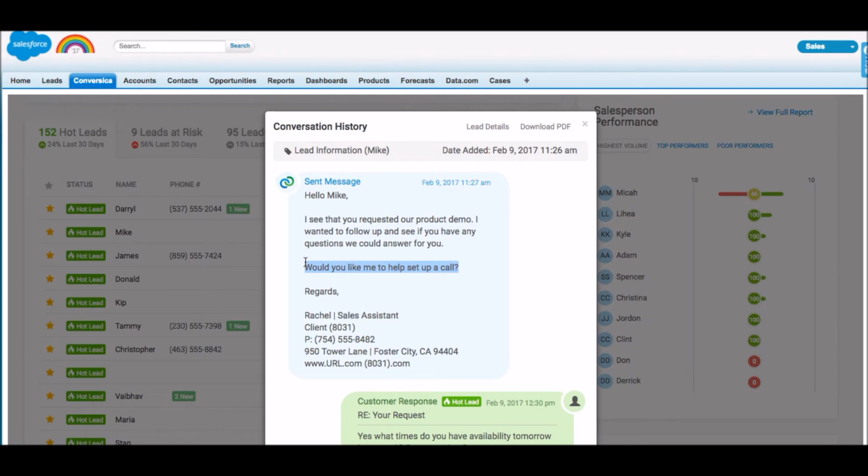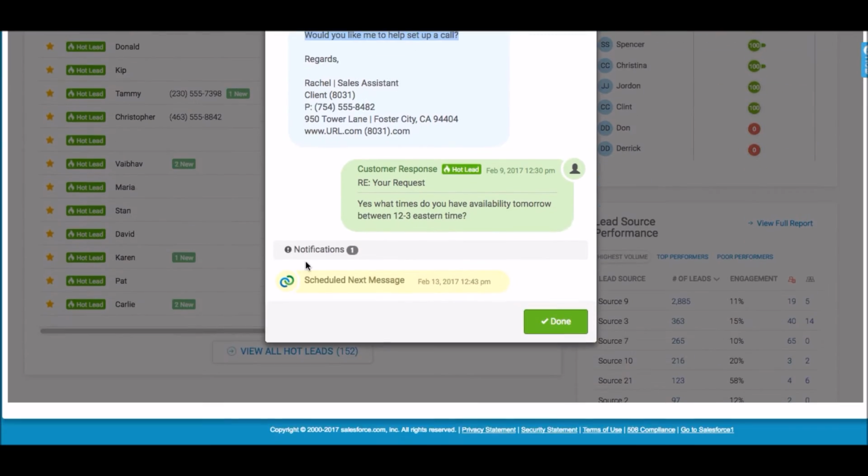Very important. And sure enough, about an hour and 3 minutes later, he responds back with, do you have availability tomorrow between the times of 12 and 3? And this has now been identified as a hot lead.